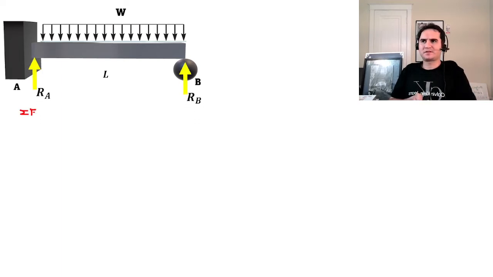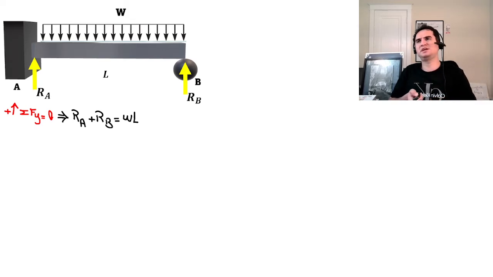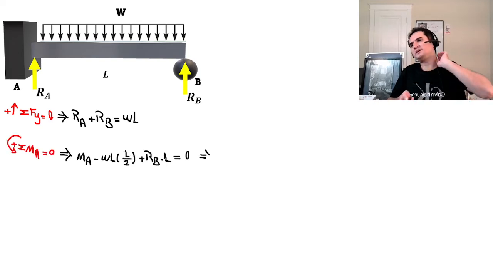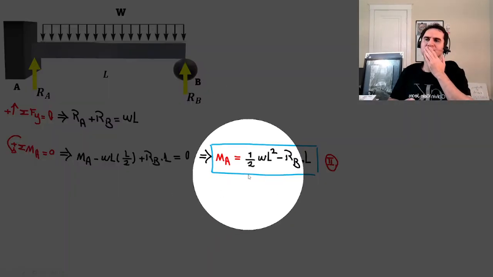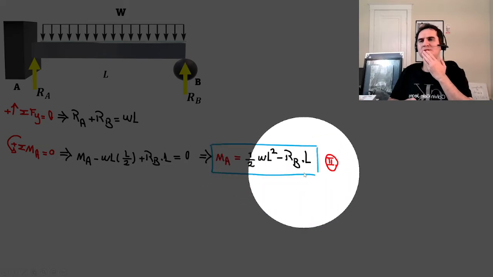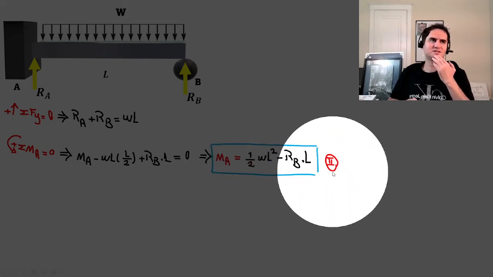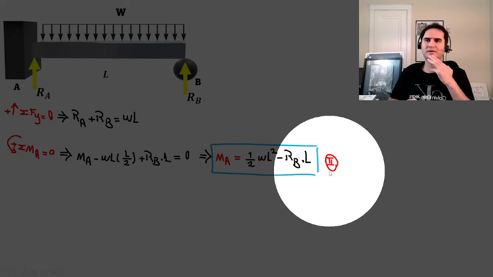If we develop the equation of equilibrium for the vertical direction, the two supports should cancel out the weight of the distributed load. So RA plus RB equals WL, and summation of moment about A should go to 0, and it gives us the second condition, which is MA equal to half of WL squared minus RB times L. Let's call that equation number 2.